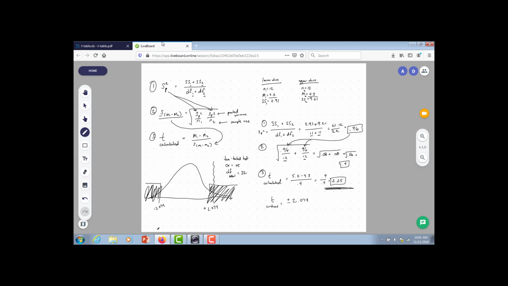Okay, we have a T calculated of 2.25, which will likely fall, if this was a number line, that plus 2.25 will likely fall within this region, and these are regions of rejecting the null, and this is a region of acceptance.